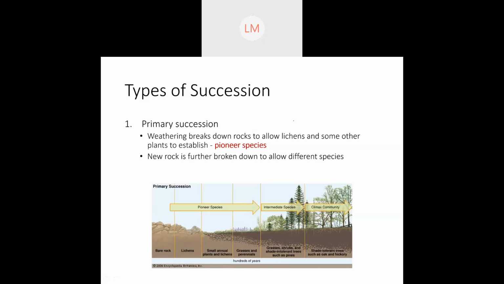So in primary succession, we start with brand new rock and get to our climax community. This takes a really long time, hundreds and hundreds of years to go from bare rock to trees like oak trees.